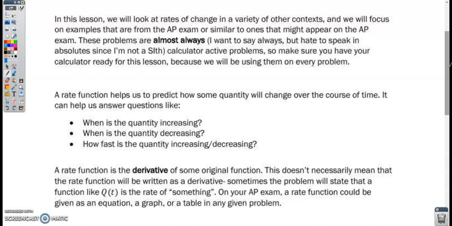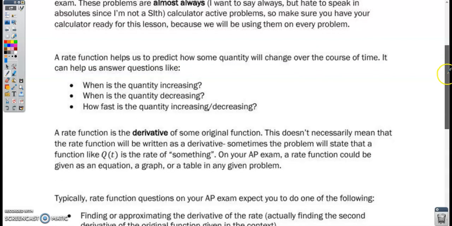This doesn't necessarily mean that the rate function will be written as a derivative. Sometimes the problem will state that a function like q of t is the rate of something. So sometimes you're given a function for the total amount, sometimes a function for the rate, and you need to be aware of which one you're dealing with. If you're given the total amount and asked to find the rate, take the derivative. If you're given the rate, you don't need to take the derivative. On your AP exam, the rate function could be given as an equation, a graph, or a table.